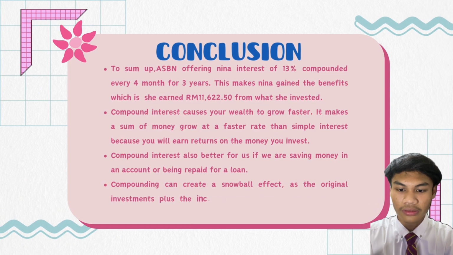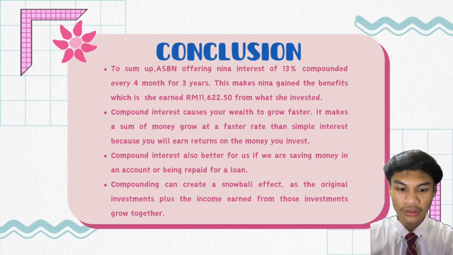For the calculation part, to sum up, ASBN is offering Nina interest of 13% compounded every 4 months for 3 years. This made Nina gain the benefit, which is she earns 11,622.5 ringgit from what she invests. Compound interest causes your wealth to grow faster. It makes a sum of money grow at a faster rate than simple interest because you will earn returns on the money you invest. Compound interest is also better for us if we are saving money in an account or being repaid for a loan. Compounding can create a snowball effect as the original investment plus the income earned from those investments grow together.